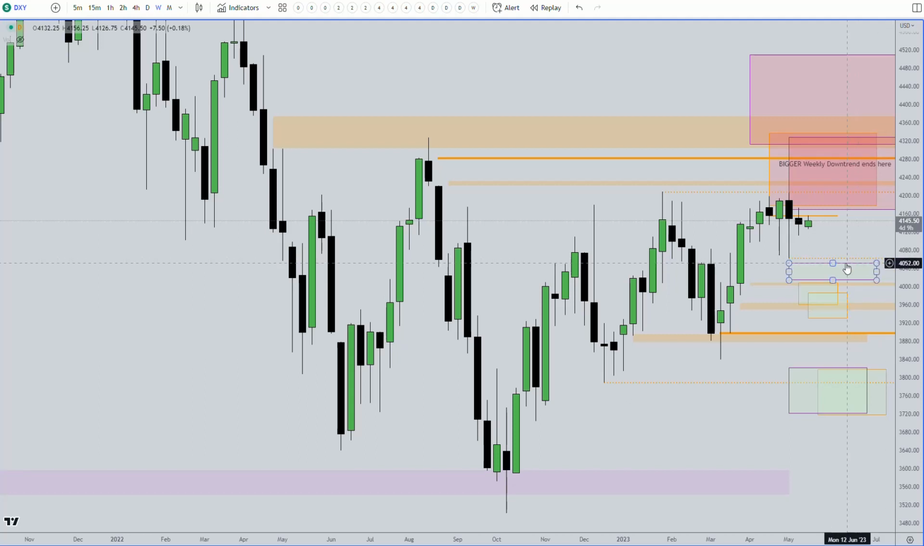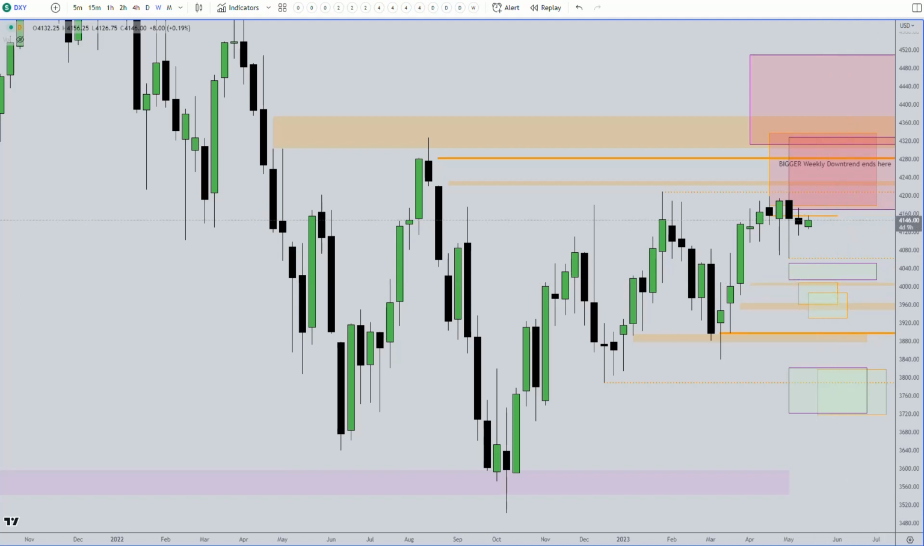And indeed, we have this first monthly target box starting at around 4,052. In other words, below weekly liquidity and just above our weekly fair value gap. So why not spike this box into this fair value gap for a push up again?